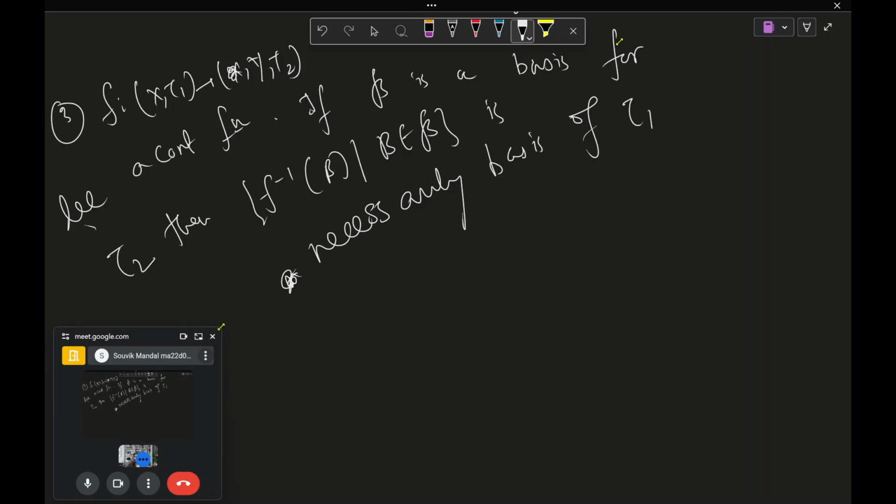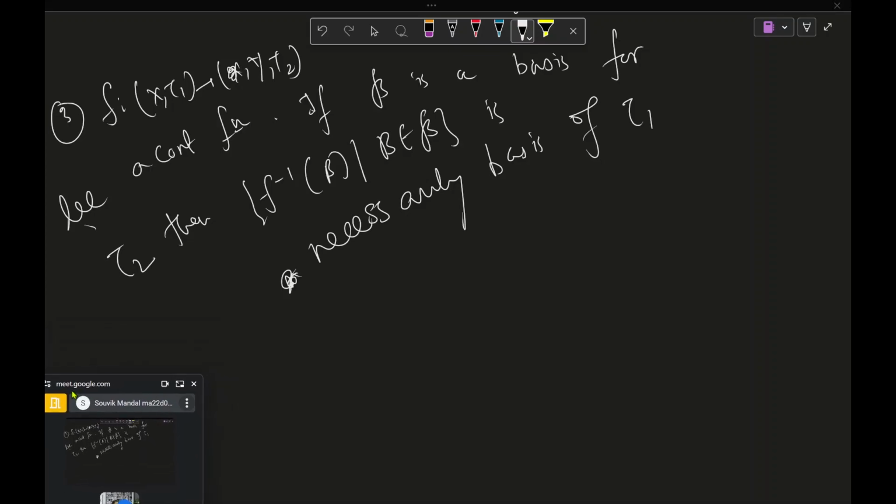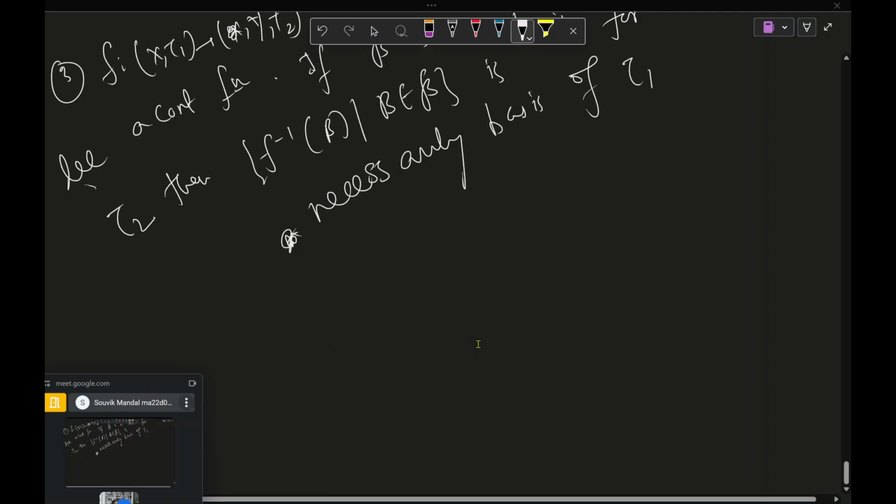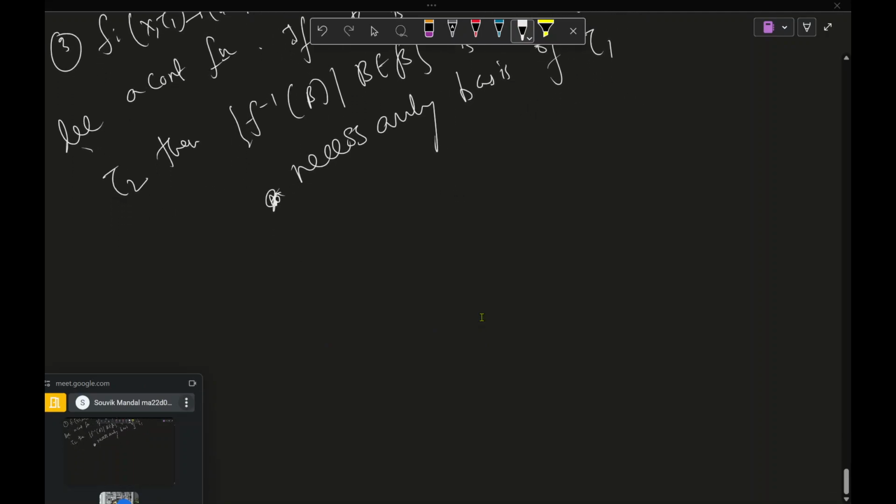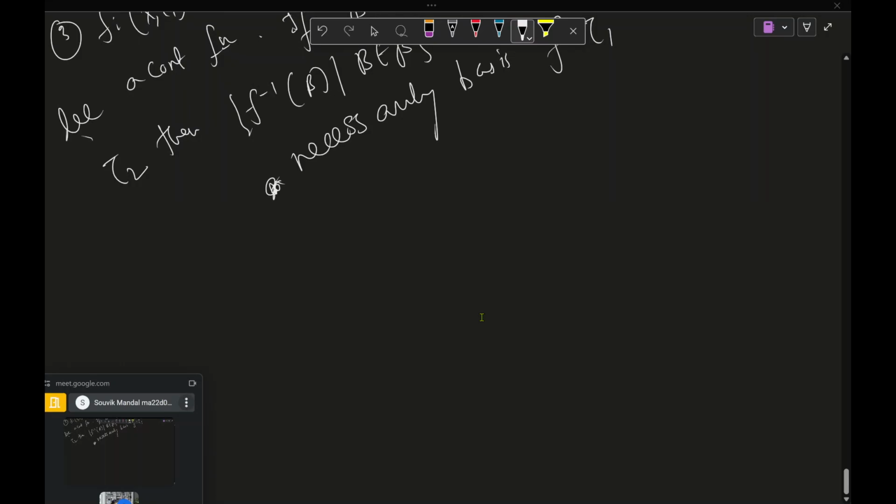So basically, we need to somehow check that the inverse image of a basis element is a basis element. What are the possible ways of doing that? Let me write it down here. In continuity, we have seen that the inverse image of an open set is open.